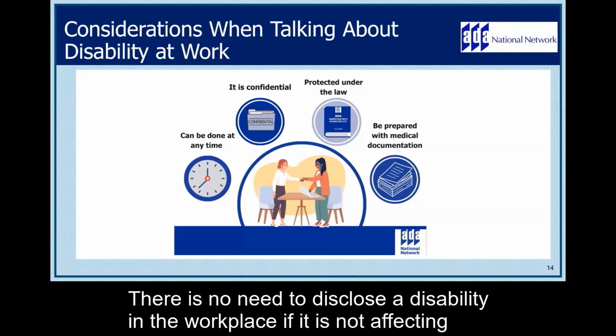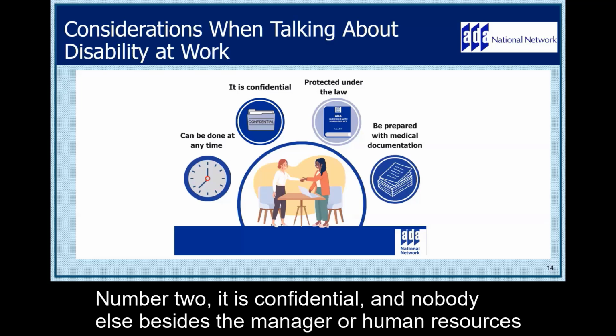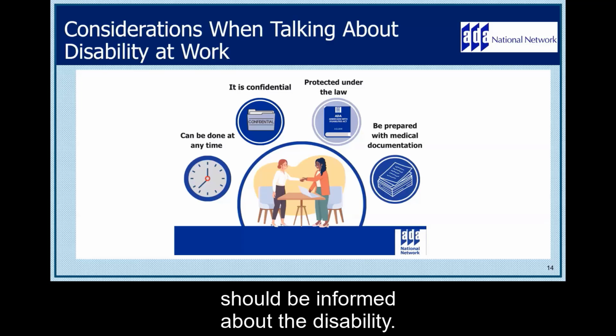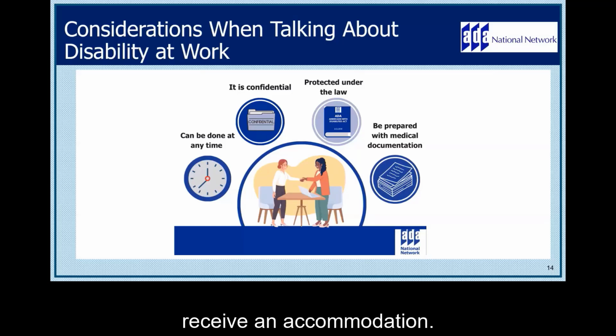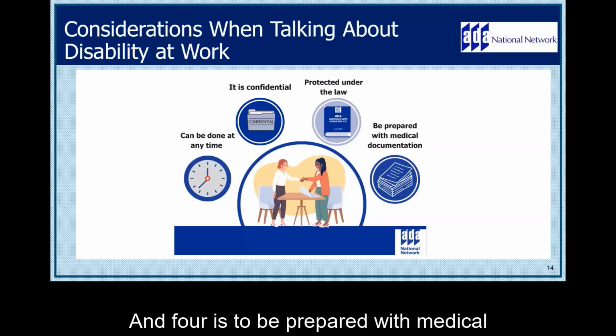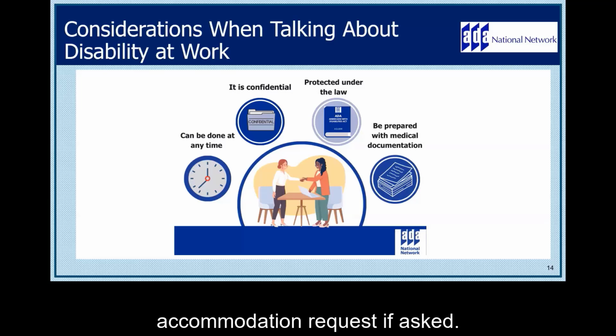There is no need to disclose a disability in the workplace if it is not affecting your job performance. Number 2, it is confidential and nobody else besides the manager or human resource should be informed about the disability. 3, it is protected under the law, and disclosing disability is a requirement to receive an accommodation. And 4, is to be prepared with medical documentation that can support the reasonable accommodation request if asked.